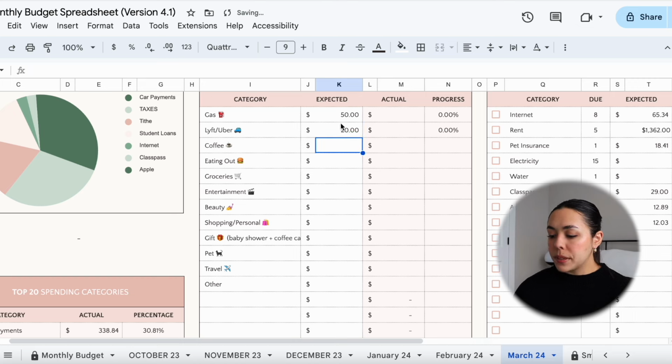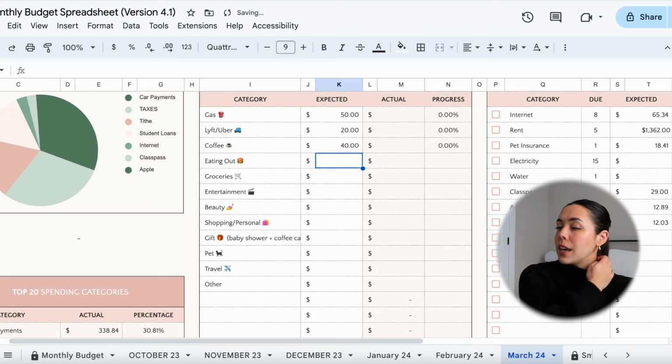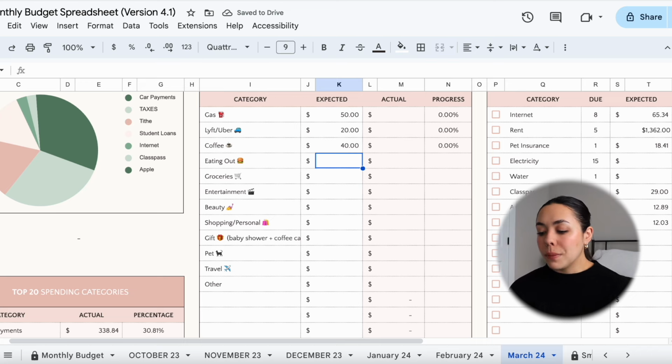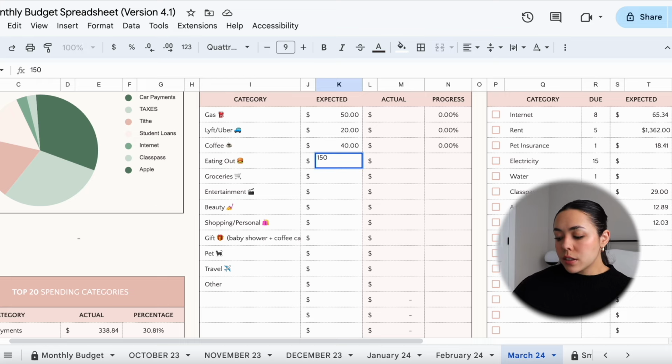Coffee, I'm going to move it up since we spent $45 last month. I'm going to budget $40 now because again, those little airport coffees, they just hit different. I know I'm going to be wanting them. Eating out, I am going to budget $150. I was pretty good with my $100 last month, but we're going to do $150.